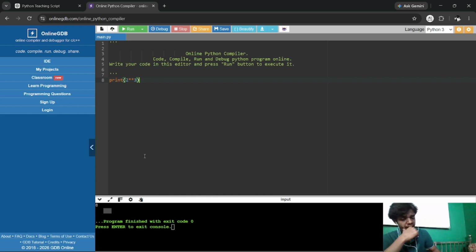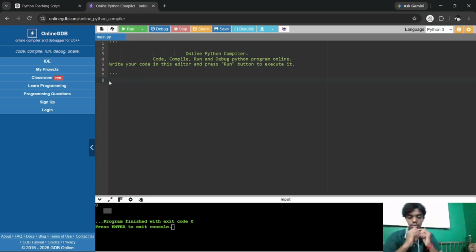Suppose a bacteria doubles every hour. After 1 hour it will be 2, after 2 hours it will be 4, and after 3 hours it will be 8. Exponentiation is used in science, finance, AI, and many mathematical calculations. So let's combine everything that we have learned to make our first calculator in Python.